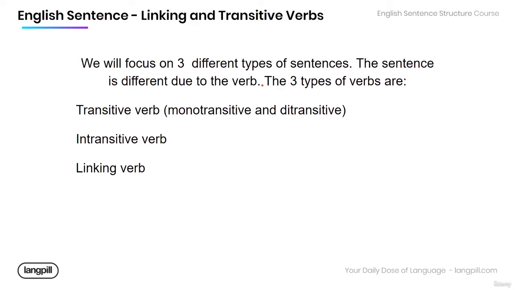To understand this, we will focus mainly on 3 different types of sentences. And the sentence is different due to the way we use the verb. So these 3 types of verbs are transitive verb, okay? And transitive verb can be broken down into the monotransitive verb and ditransitive verb. We'll go look at intransitive verbs and finally linking verbs.